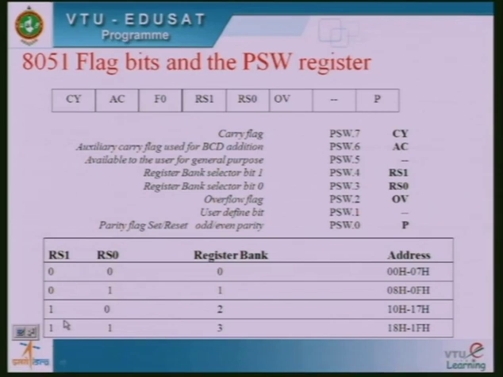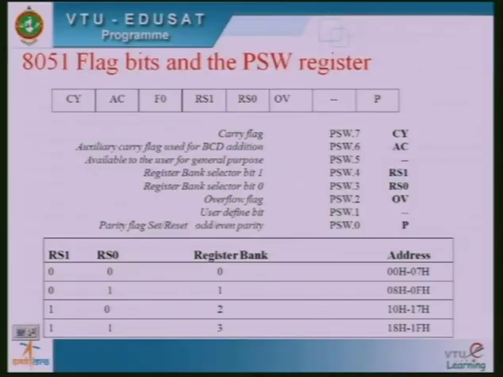So this is the complete program status word register and how we can use it in our programming. If I have to check the result of different operations, I can always make use of this PSW. And if you want to select one out of the four register banks, you can always use this.